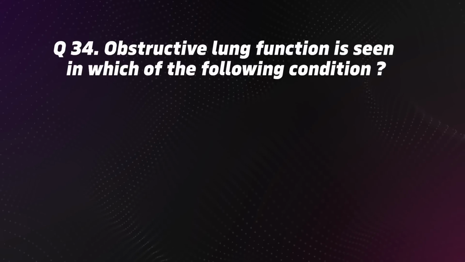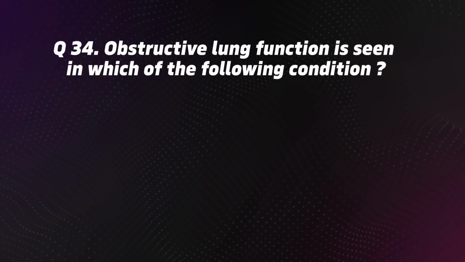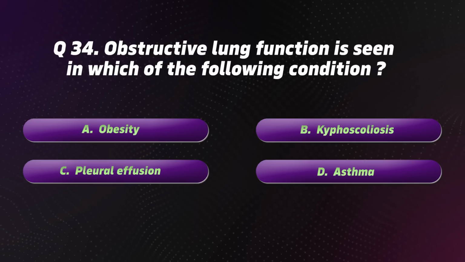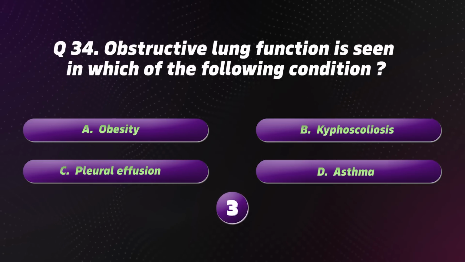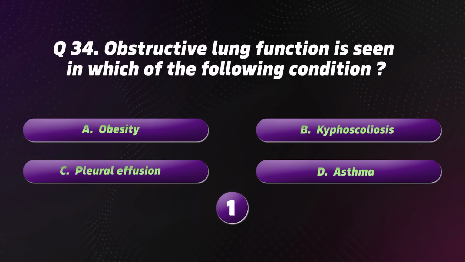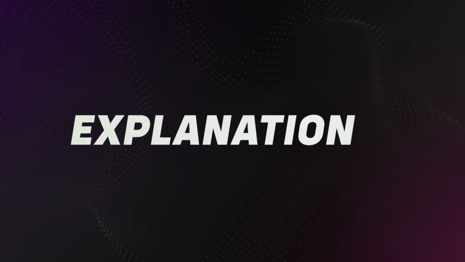Question 34. Obstructive lung function is seen in which of the following conditions? Here are the options. A. Obesity. B. Kyphoscoliosis. C. Pleural effusion. D. Asthma. And the correct option is D, asthma. Here is the explanation.